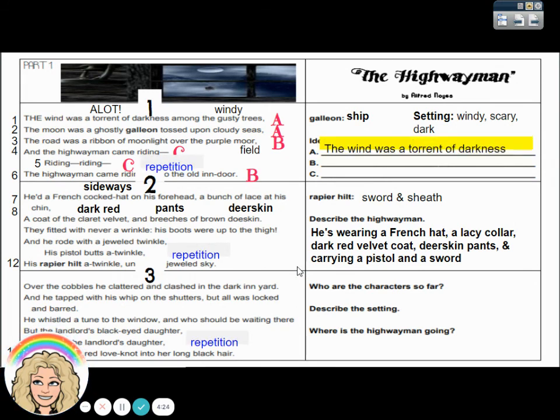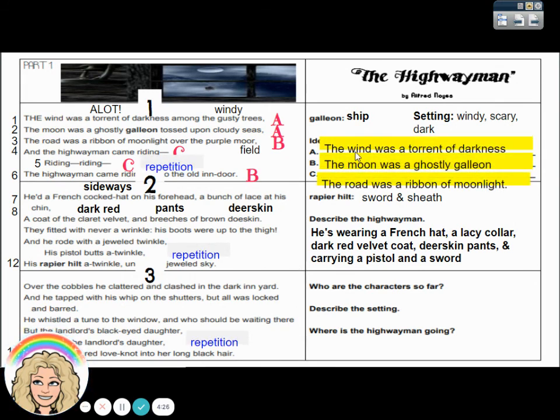We already had the repetition label and the three metaphors written down. We labeled that torrent means a lot, gusty means windy, galleon is a ship, a moor is a field. That was in stanza 1. Stanza 1 is introducing us to the setting of the poem, which is windy, scary, and dark. Then we read stanza 2. And in stanza 2, we are learning about our main character and what he looks like, his external qualities, the Highwayman.